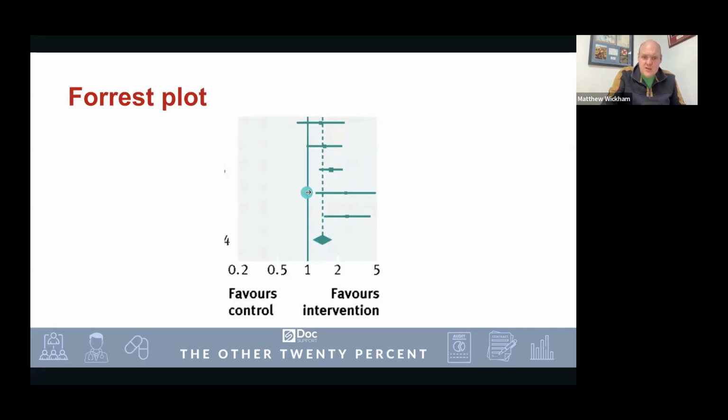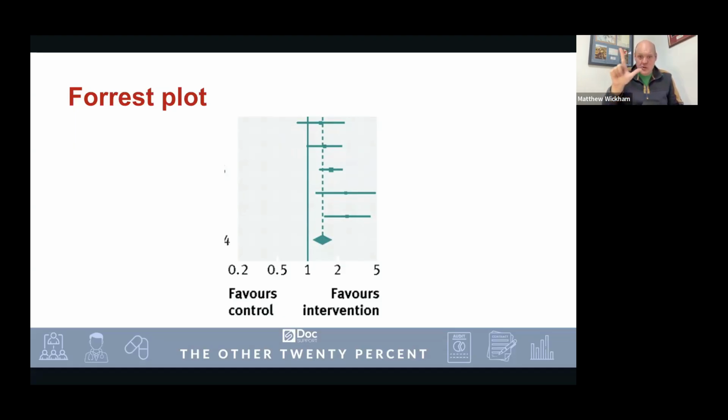With these studies here, you can see that they do not touch the line of no effect, okay? And they are on the favors intervention side. So we can start to build up two things. We can say they favor intervention, and because they're clear of that solid line, that they are statistically significant. Okay, you can say, well, hang on a second, Dave, what about these? They still clearly favor intervention because they're mainly over on that side, but they're touching the line. Well, exactly that. They still favor intervention, but it's not statistically significant.